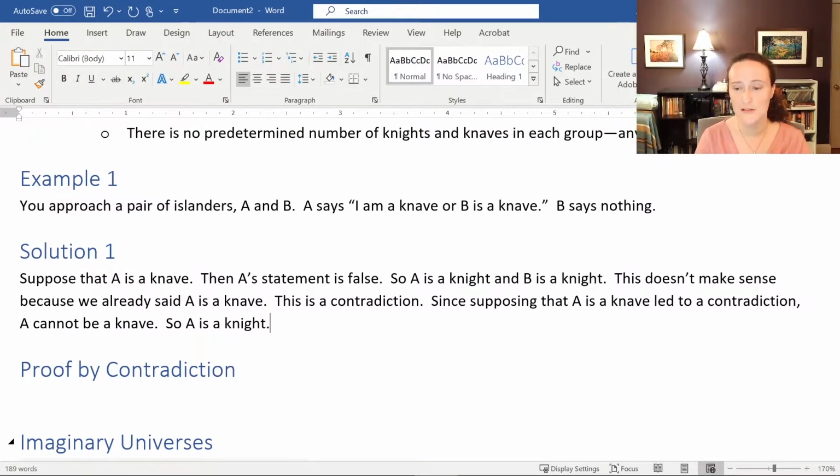All right, so we're halfway done. We got A's identity. Now how about B? Can you figure out B? Think about this for a minute. Pause it and think about it.